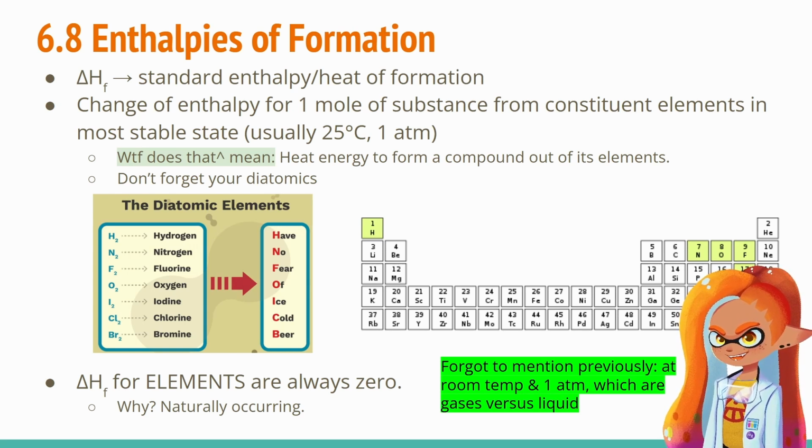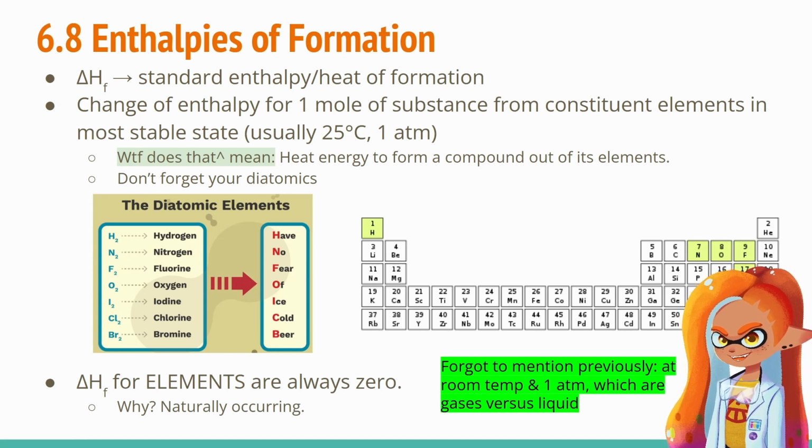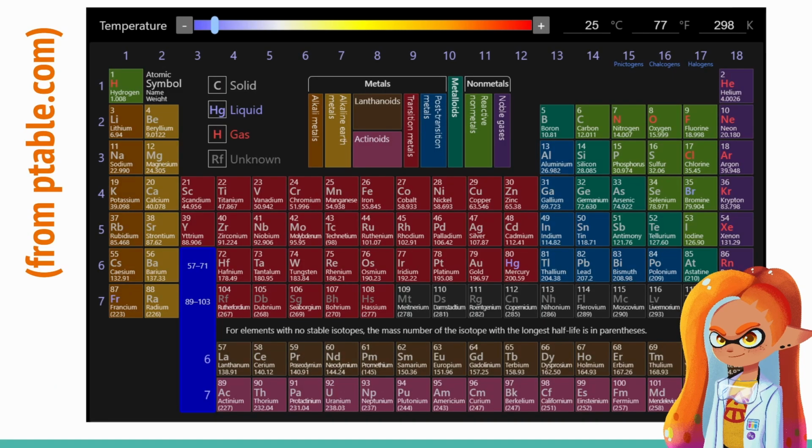One thing I straight up forgot to mention in a previous unit is, when you're at room temp, which is 25 degrees Celsius and 1 atmospheric pressure, which elements are gases versus liquids versus solids. This screenshot is from ptable.com. I highly recommend bookmarking it in case you need a periodic table handy online. On this table, you can set the temperature. Here I set it at 25 degrees Celsius, at 1 atmosphere.